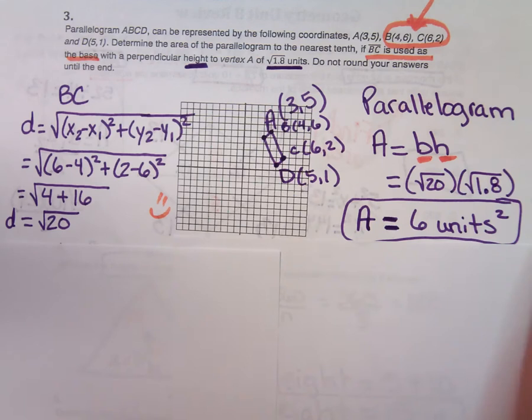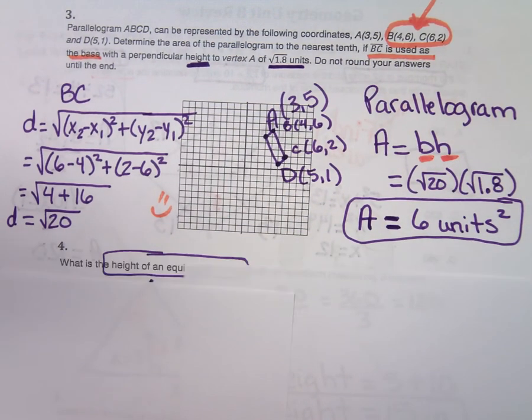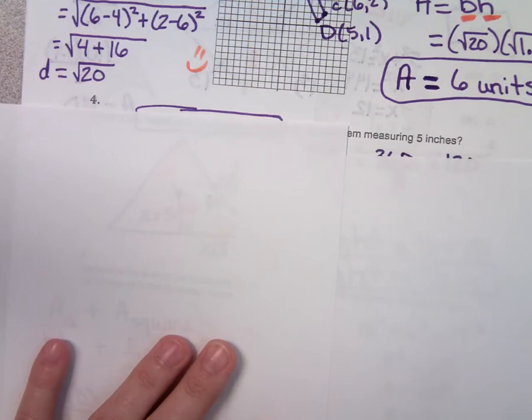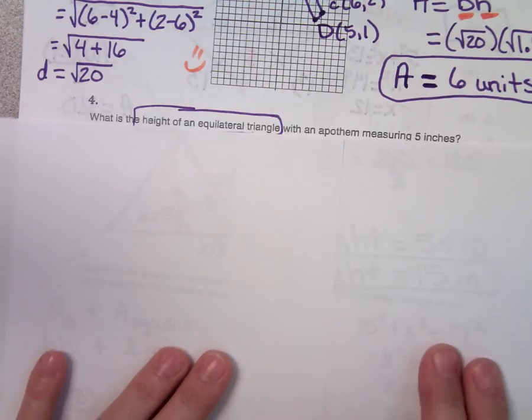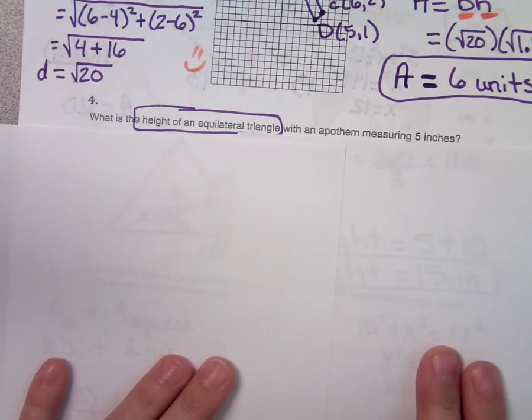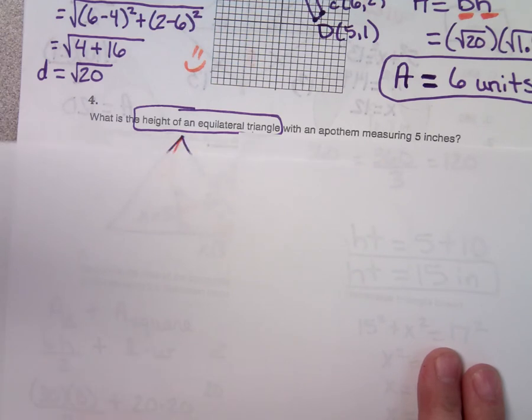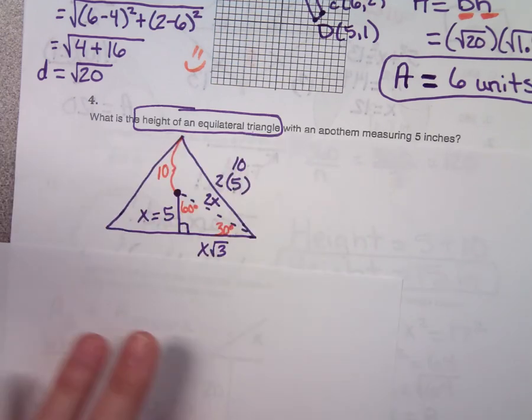Okay, next one. This one I could see a lot of people messing up on. They want to know the height of an equilateral triangle, and it tells you that the apothem is 5, and it wants to know the height of the equilateral triangle. So I saw a lot of my students the other day saying that the height was 10, but it isn't. So let's look.